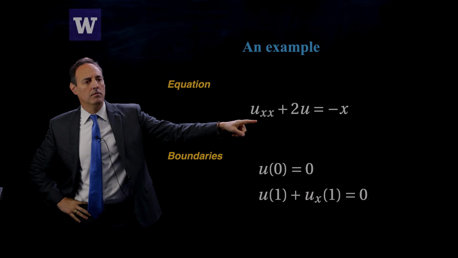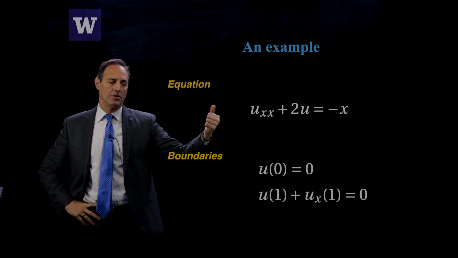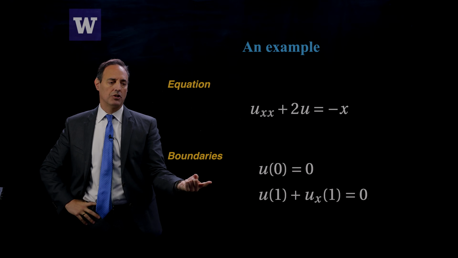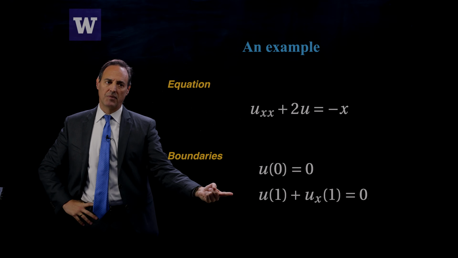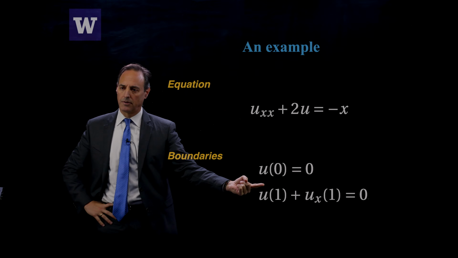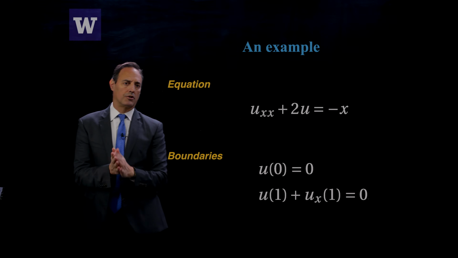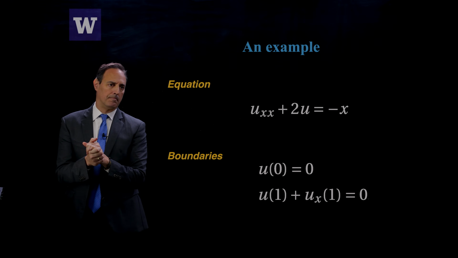The example is here: u_xx plus 2u is equal to minus x. So I have a right-hand side, which is minus x. I have boundary conditions pinned on the left, and this relationship on the right, which is u of 1 plus u_x of 1 is equal to 0. So I've imposed a more interesting structure on the right-hand boundary condition.